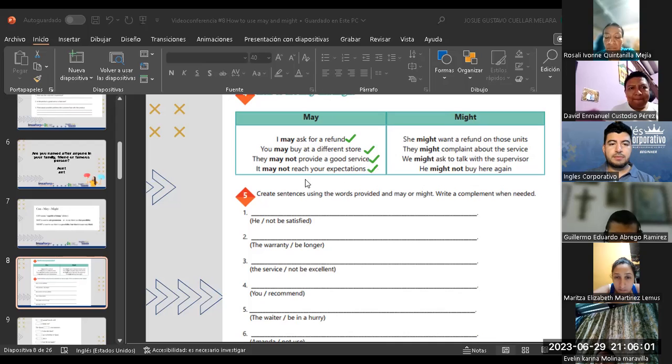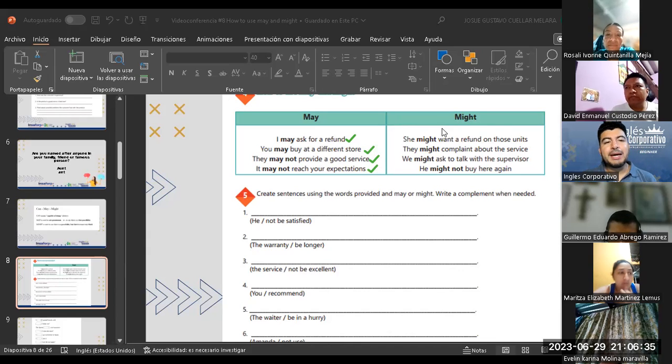It may not raise your expectations. Expectations, yeah. Talking about the product, imagine, for example, Oscar bought a cell phone and you consider that that cell phone is not a good purchase because of the camera, the storage, it has some problems. So you may say it might not reach your expectations. No va a cumplir, no puede alcanzar tus expectativas because you have proofs, pues tienes pruebas. You have a very clear idea of something.